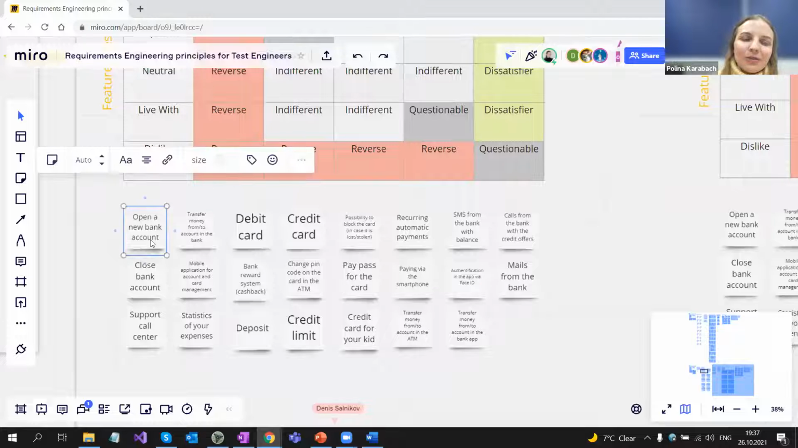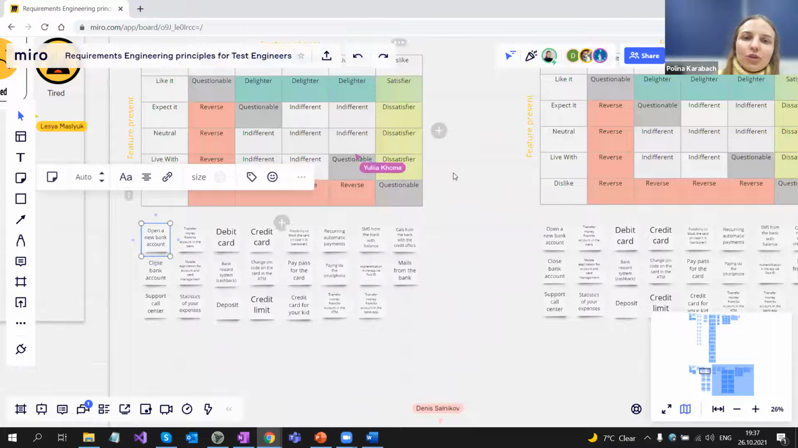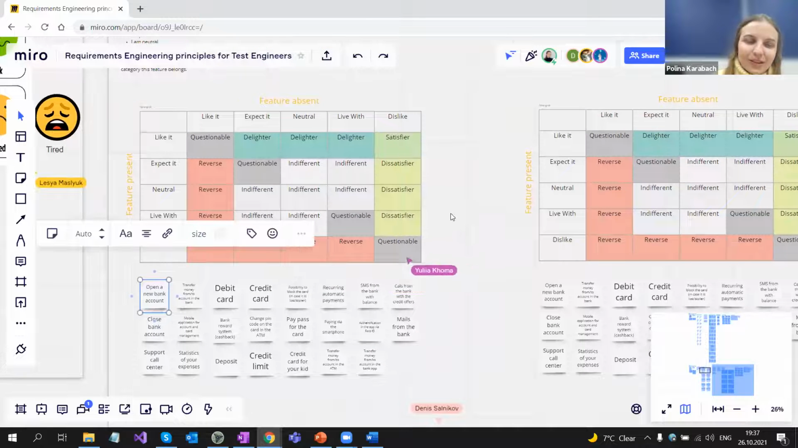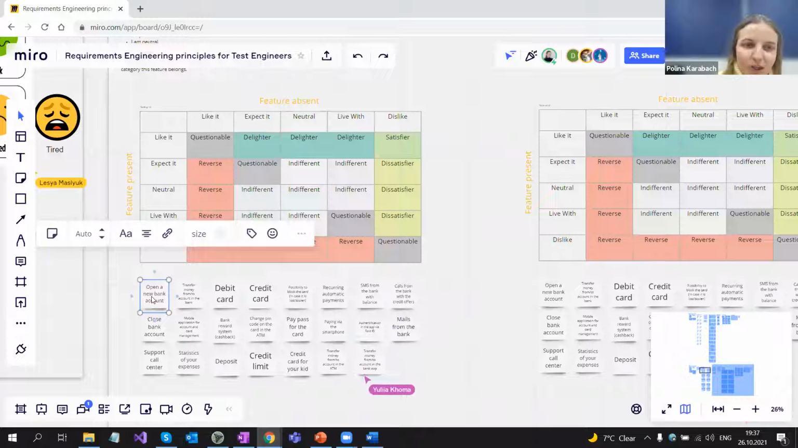Okay. So if you would have a feature to be able to open a new bank account, if you have it, would you like it, expect it, be neutral? I would expect it. You would expect it. Okay. And then if it would be absent?